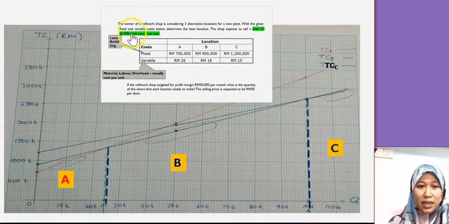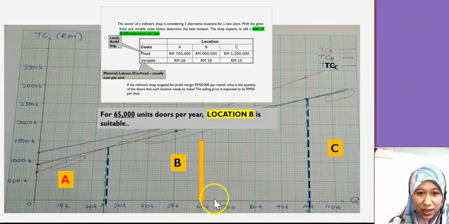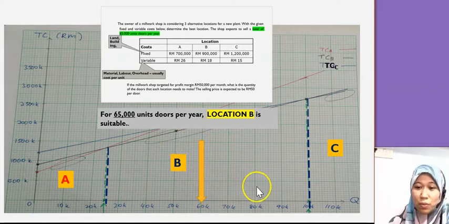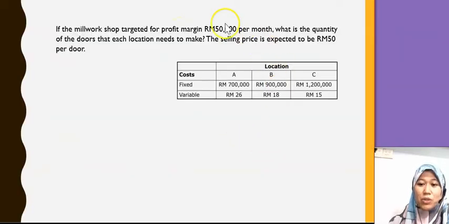Okay, now soalan nak 65,000. What is the best location? So 60,000 is here, somewhere here. 60, 65 is about here lah. Agak sikit here, 65,000. So location ni kawasan rumah siapa? Yang ni adalah kawasan B. How to answer it? For $65,000 per year, location B is suitable. Okay. Now kita buat soalan yang kedua.